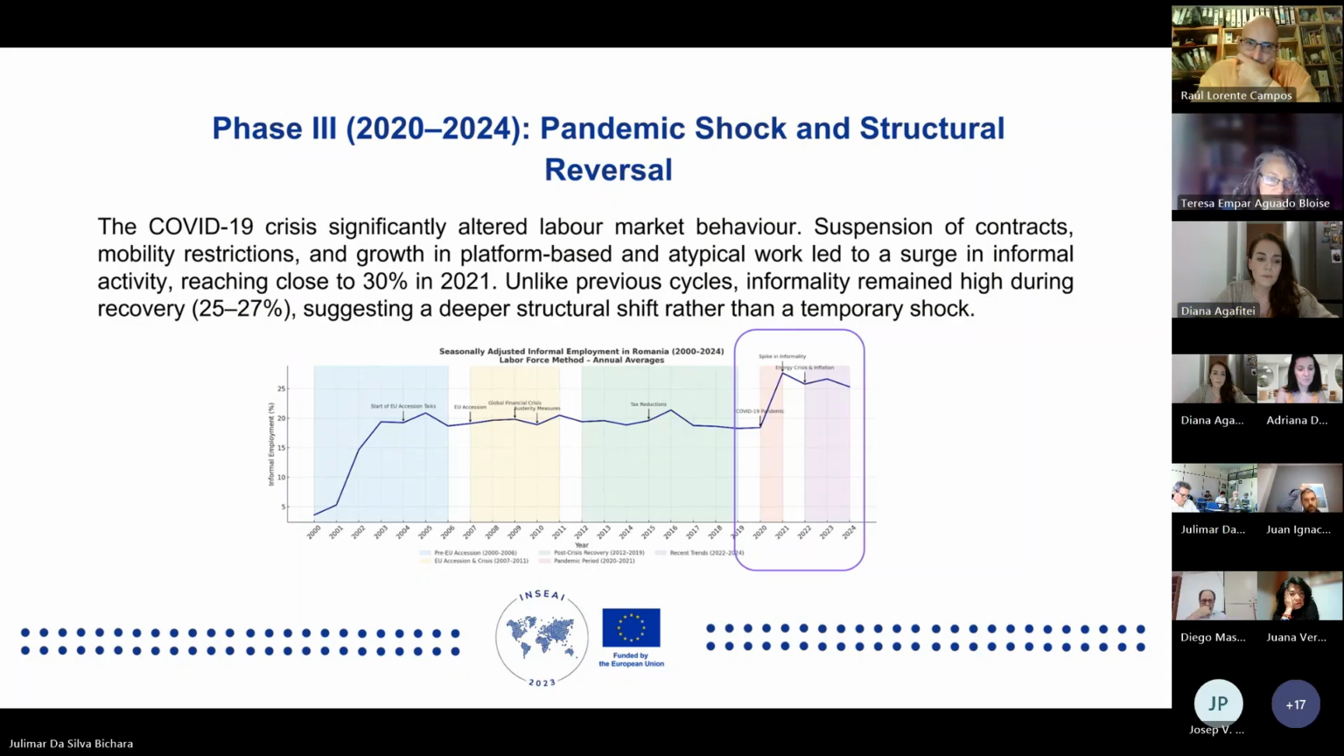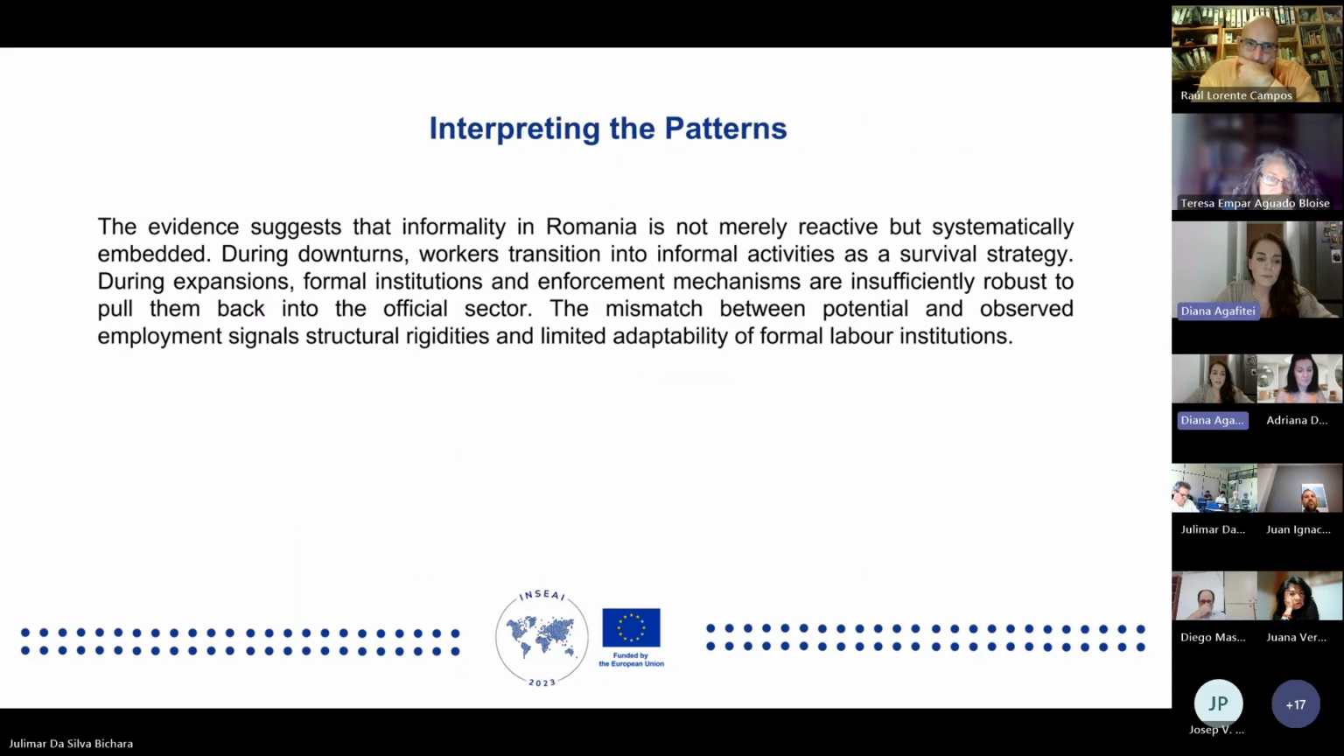Next, as a brief overview of the results, the evidence suggests that informality in Romania is not merely reactive, but systematically embedded within our economy. During downturns, workers transition into informal activities as a survival strategy, not only as a simple choice. And during periods of expansion, formal institutions and enforcement mechanisms are insufficiently robust to fully pull them back into the official sector.